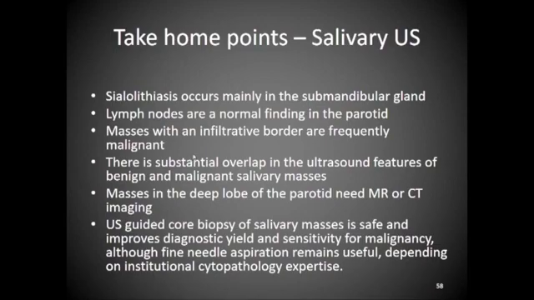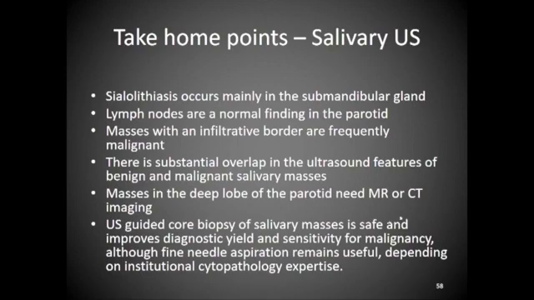Take-home points. Sialolithiasis occurs mainly in the submandibular gland. Lymph nodes are a normal finding in the parotid. Evaluate them just like you would any other cervical lymph node. Masses with an infiltrative border are frequently, but not always, malignant. Some infectious and inflammatory conditions can look infiltrative. There is a substantial overlap in the ultrasound appearance of benign and malignant salivary masses.